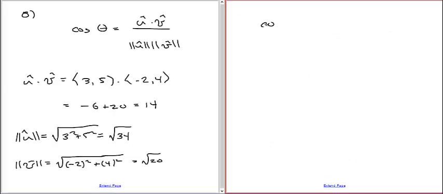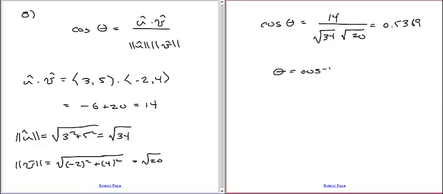So now we can plug it in. So the cosine of theta is 14 divided by the square root of 34 divided by the square root of 20. If you plug that into your calculator, you get 0.5369. And if you want to find the actual angle, you take the inverse cosine of 0.5369, which is 57.5 degrees. So that's the angle between those two.